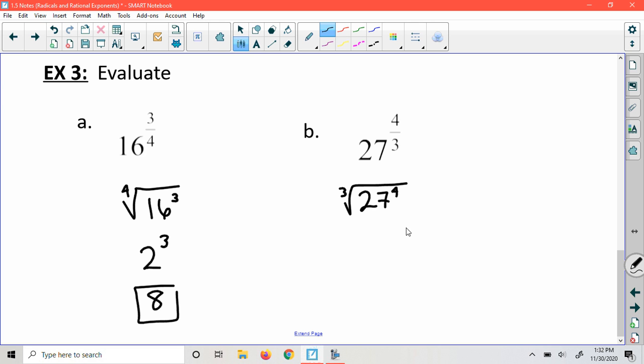So the 3rd root of 27, I know that's 3. Still have that 4th power hanging out there, so 3 to the 4th power is 81. Which you can check me on your calculator on those. So when you're supposed to evaluate, just change it to radical form first, and then do the root and the exponent. You will get your answer.